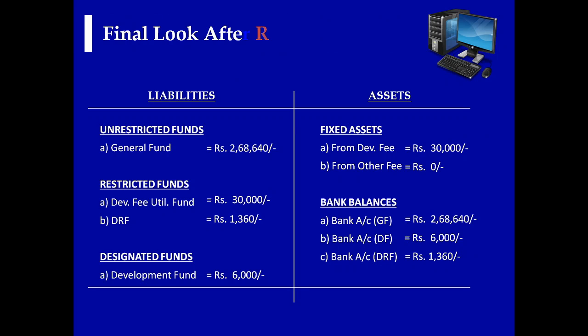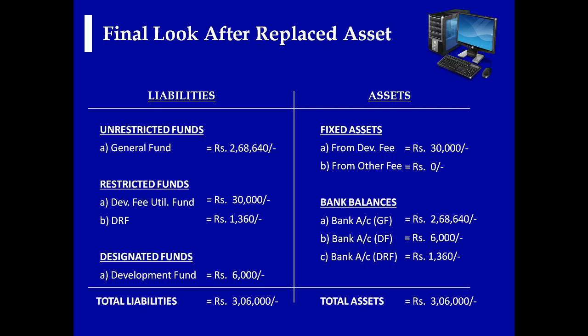So once you have done the purchase, this is what my final balance sheet looks like. Now my DRF bank account is at 1,360 rupees, which is the same amount as is reflected in the DRF fund. Your development fee asset schedule is at 30,000, and similarly the fee utilization fund balance is also at 30,000. The development fund stands at 6,000. We haven't changed that, so it still stands at 6,000, and the development fund bank account also remains at 6,000.